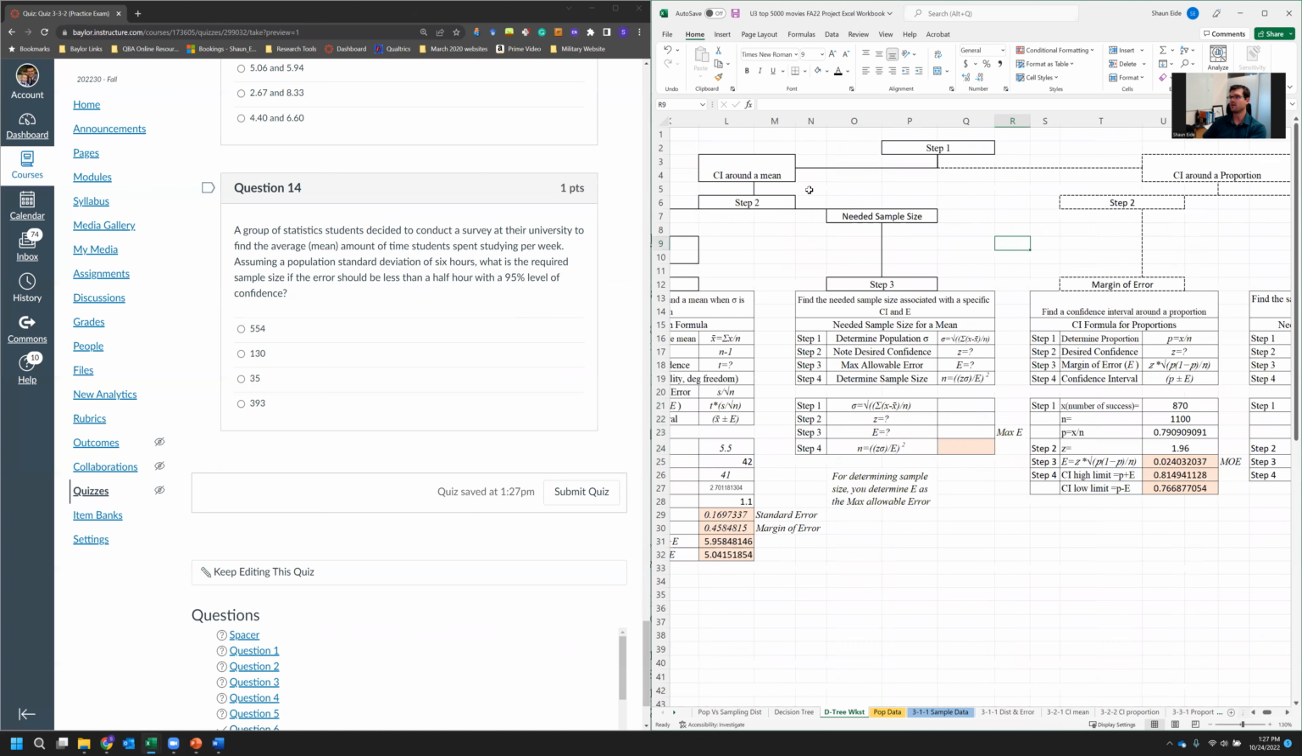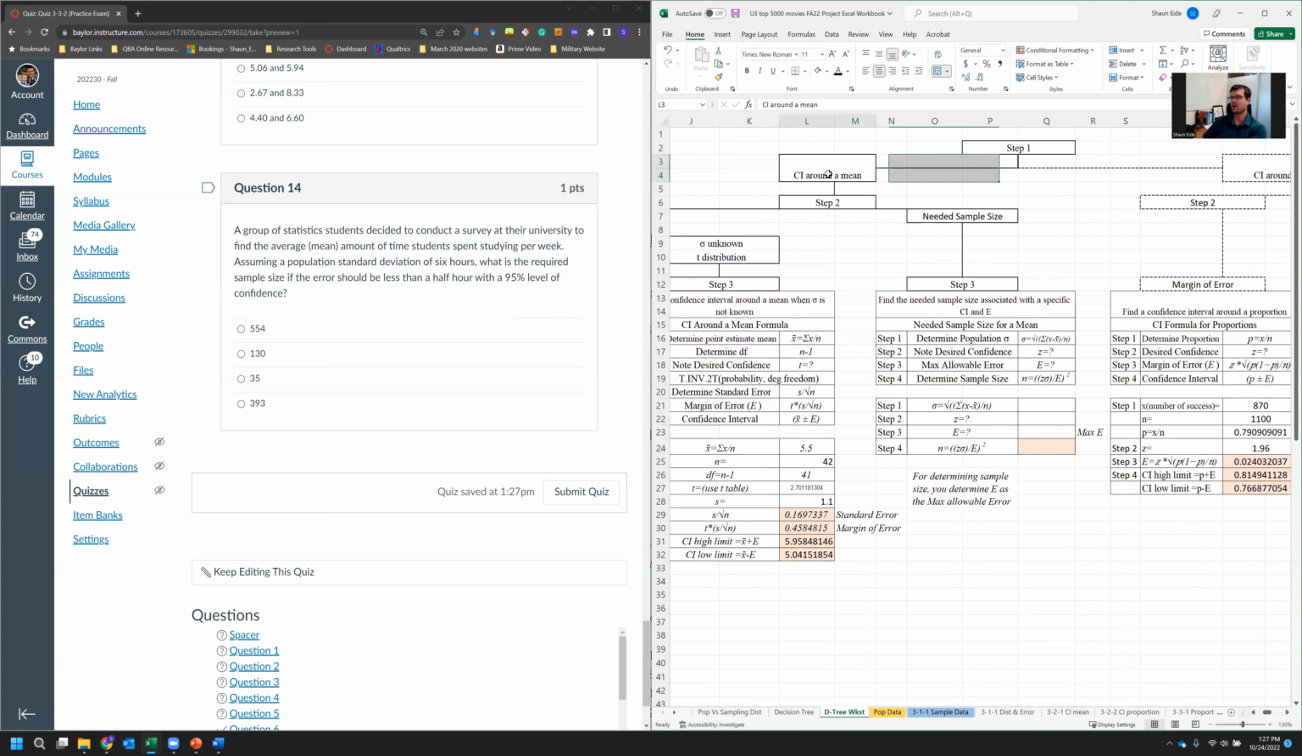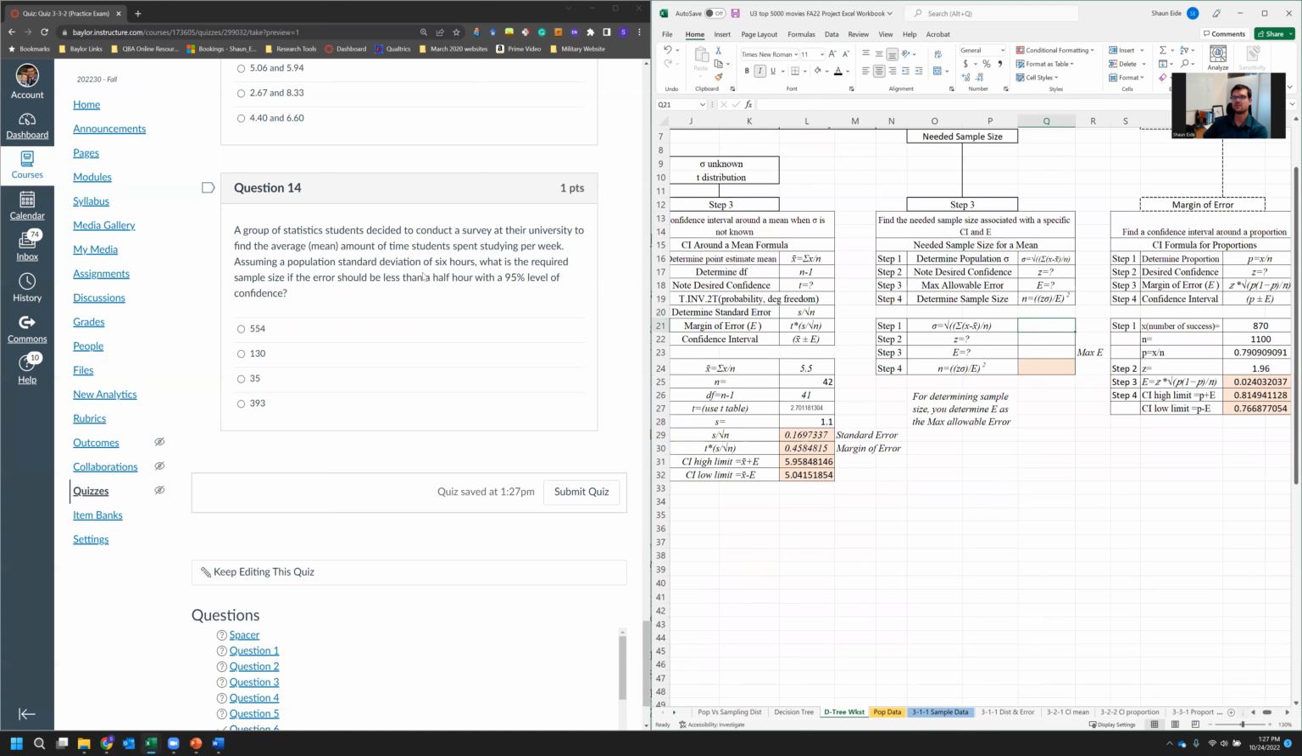So step one, is it a confidence interval around a mean or around a proportion? It's around a mean. And then we're looking for the needed sample size. And so we're going to come down here, the standard deviation of 6 with the z-score of 1.96, the maximum allowable error of 0.5. Yes, because you're dealing with half and one whole, so 0.5.